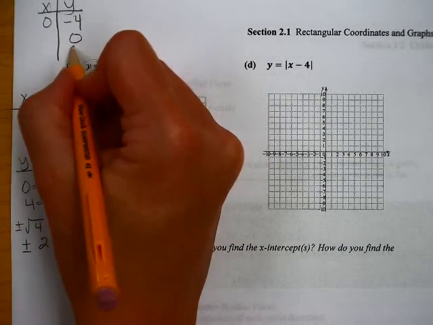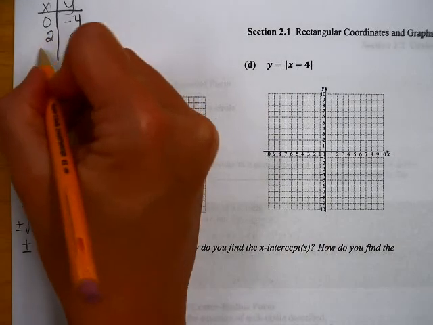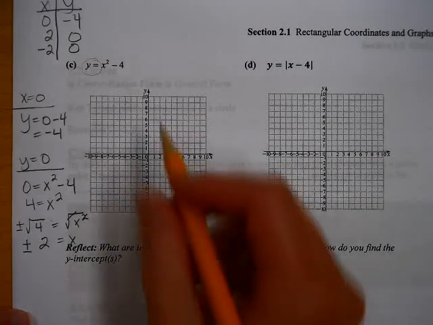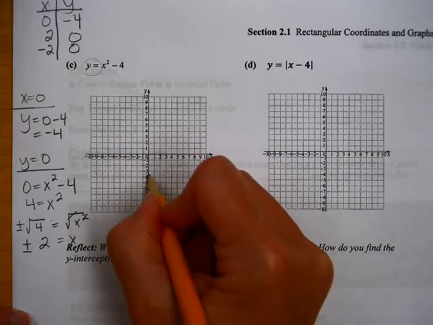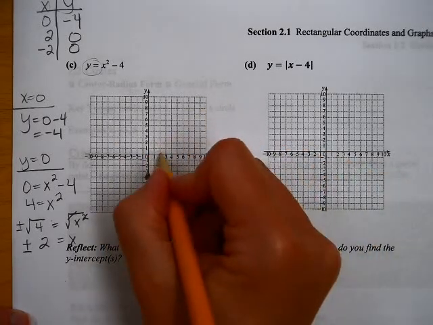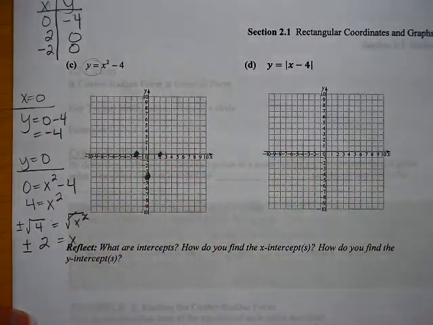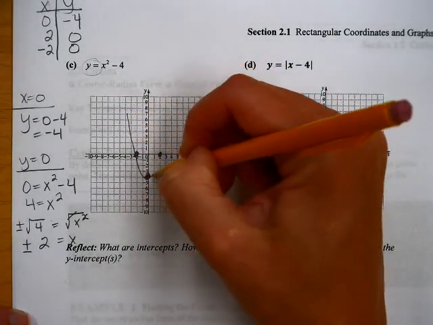So I actually have two ordered pairs when y is 0: 2 and negative 2. So by finding the intercepts, I actually found 3 points for this problem. Let's plot those points: 0, negative 4, 2, 0, and negative 2, 0. Well, obviously this is not a line either. Hopefully you can see that this looks like a parabola.